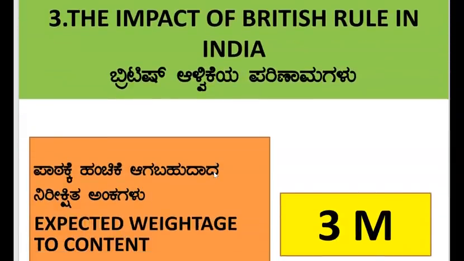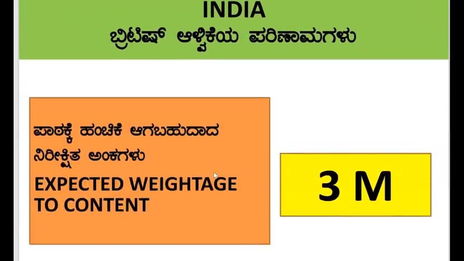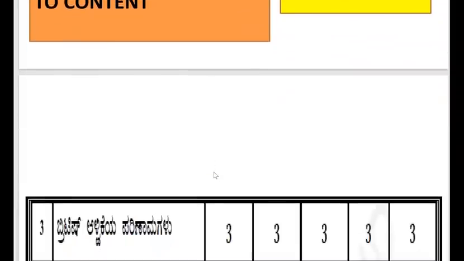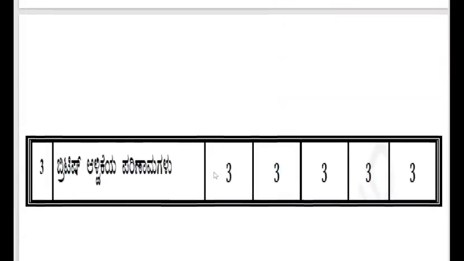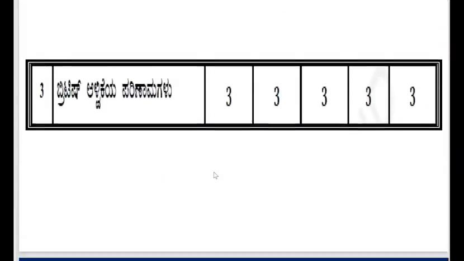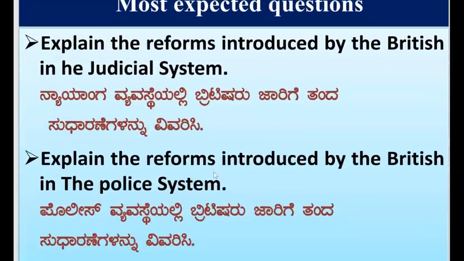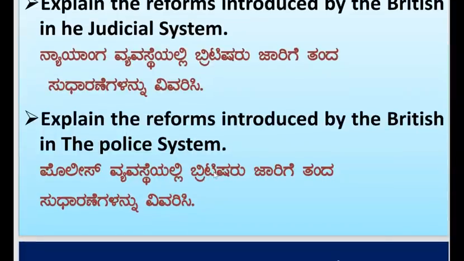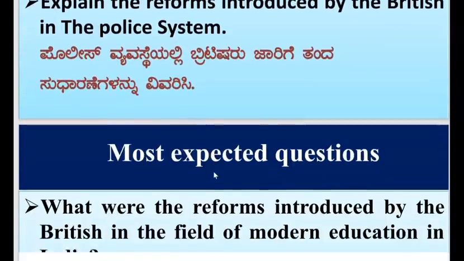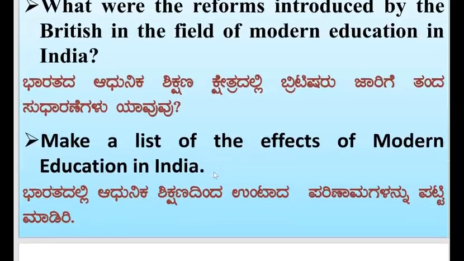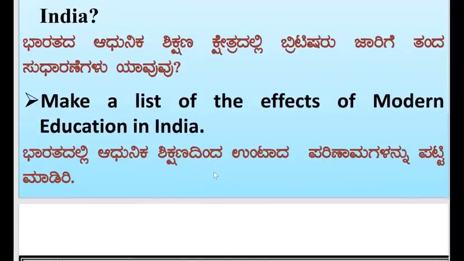Next, the impact of British rule in India. From this chapter, directly straightforward, you can expect 1 question for 3 marks. The chances of asking 3 mark questions straightforward is maximum. Okay. Explain the reforms introduced by the British in the judicial system. Explain the reforms introduced by the British in the police system. What were the reforms introduced by the British in the field of modern education in India? Make a list of the effects of modern education in India.